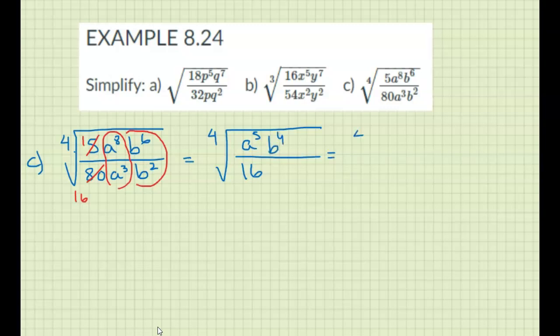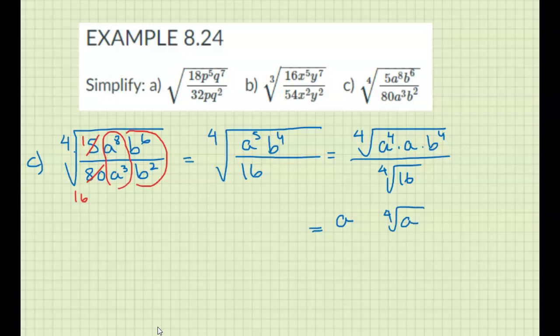Okay, so let's split these up. So we have 4th root. a to the 5 we're going to write as a to the 4 times a. b to the 4 is good like that, because 4 divides by 4. And 4th root of 16. Alright, so 4th root of a to the 4, we get a to the 1. 4th root of a, that's going to stay 4th root of a. And 4th root of b to the 4 is b to the 1. And then 4th root of 16 is 2. Alright, so this is our answer for part C.